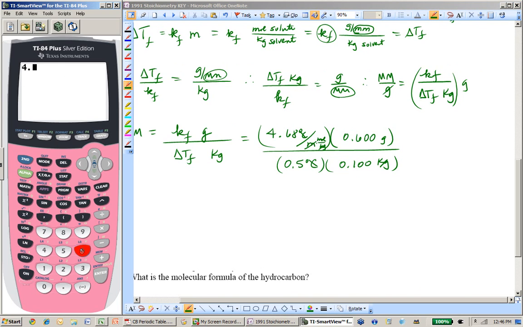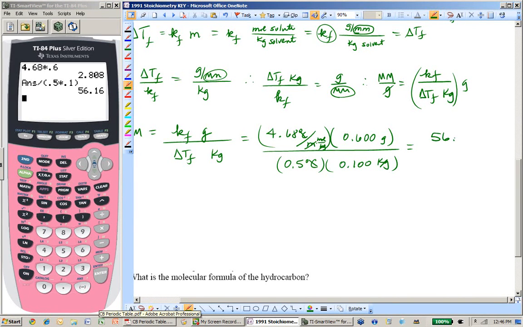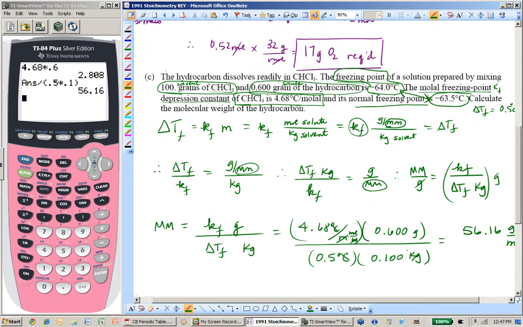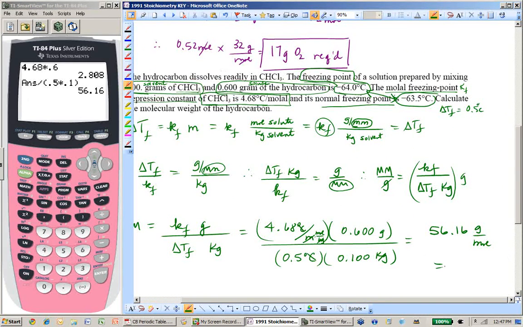All right, so clear this. And I get 4.68 times 0.6. I like to get that numerator, divided by 0.5 times 0.1. And I come out with 56.16, which is logical. It's too many digits for what I want, but I'll round it off in just a second. And I get that's grams per mole. I'm going to go back and clean up my sig figs. How many do I need? I have 3, I have 3, I have 3, I have 3. I'm thinking 3. So we will call that 56.2.